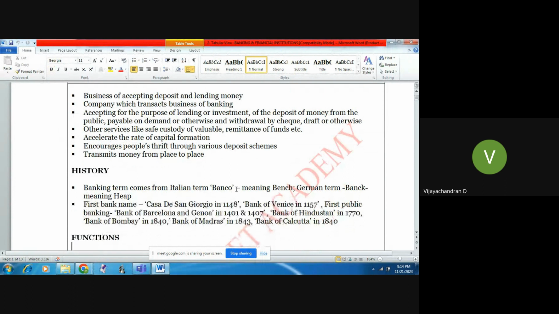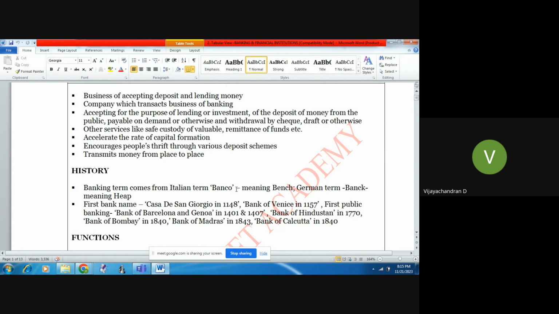So what is the history? This will be asked in your examination. In the year 2020, they already asked where banking is derived from. Most words are derived from Greek, but this banking term is derived from the Italian word banco. Banco means bench. The first bank, named Casa di San Giorgio, was in the year 1148. So this is the first bank. And the first public bank, the Bank of Barcelona and Genoa, was in the year 1401.